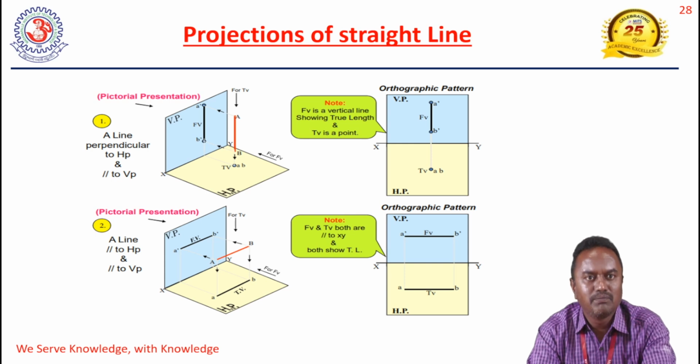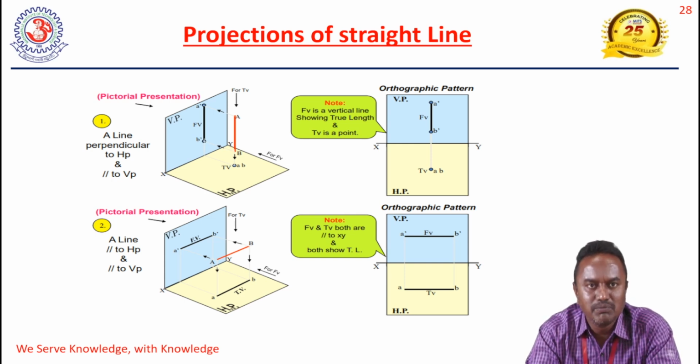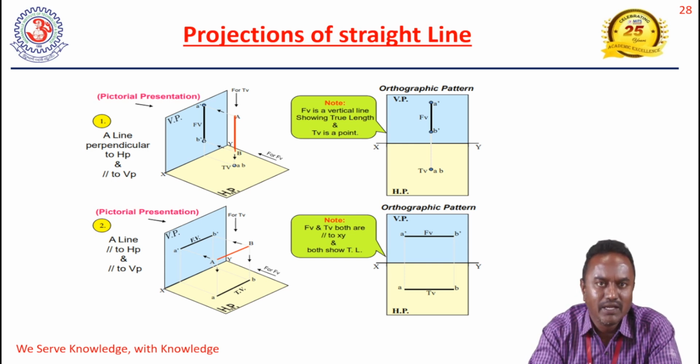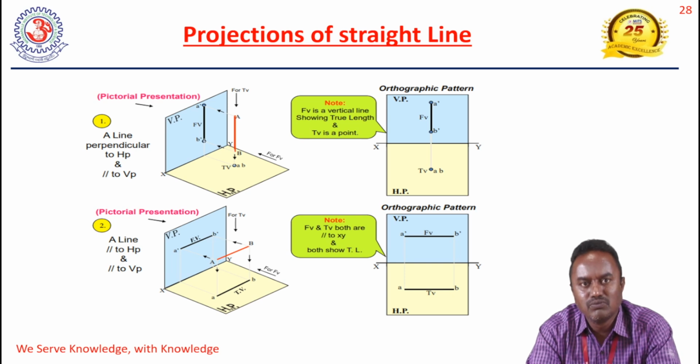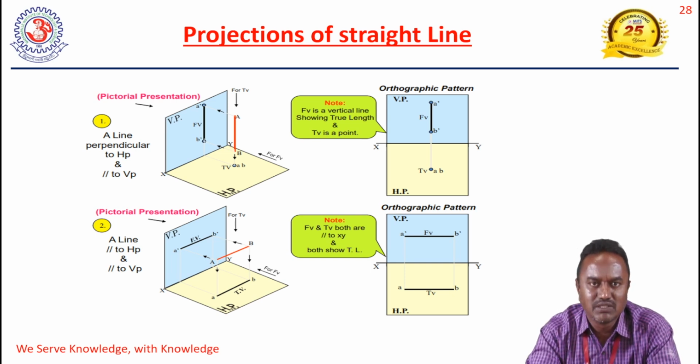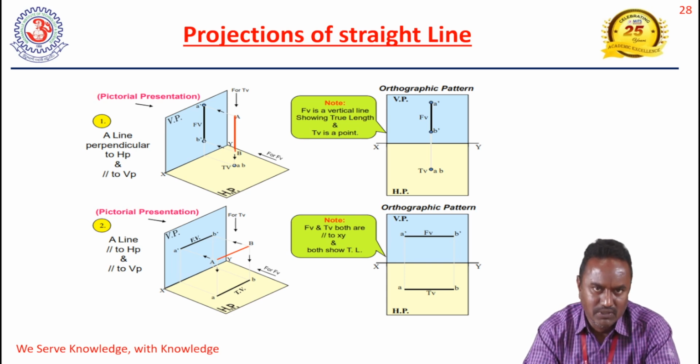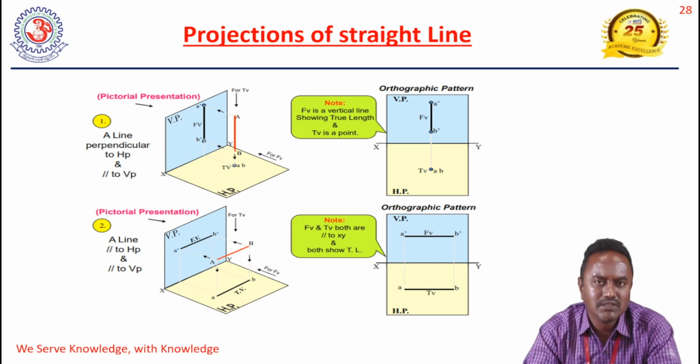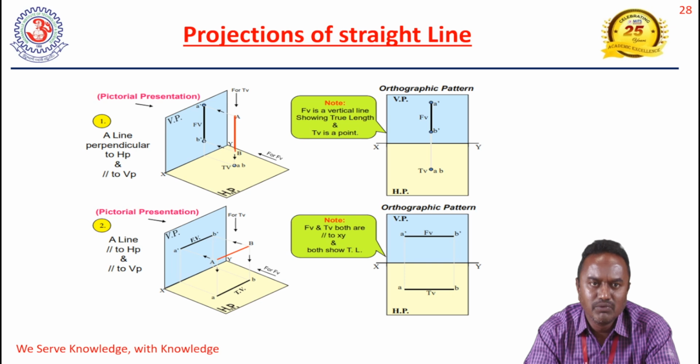First case, a line perpendicular to HP and parallel to VP. The red color line is perpendicular to HP. When we look at it from the direction of the front view, the straight line will appear in the front view, and the top view is obviously a dot on HP. After getting the front and top view, as in our previous discussion, we rotate the horizontal plane by 90 degrees clockwise. When we rotate, the top view automatically comes down. So the front view is a straight line and the top view is a dot.